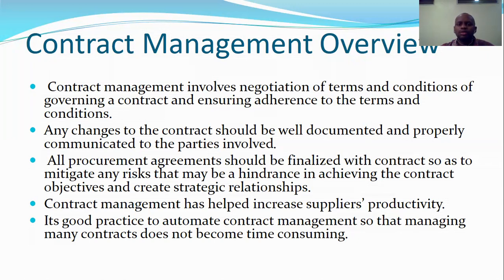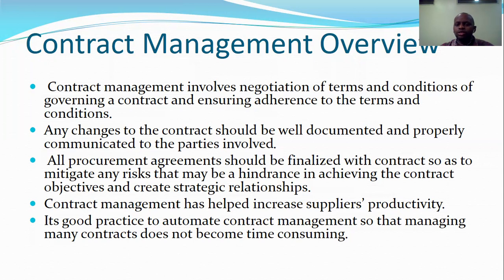Contract management involves negotiation of terms and conditions governing a contract and ensuring adherence to the terms and conditions. So when you are entering into a contract with suppliers, in one way or another, you will be able to negotiate some of the terms and conditions that will guide you during your service or your involvement with a particular buying organization. And contract management plays a critical role in ensuring that that is possible.